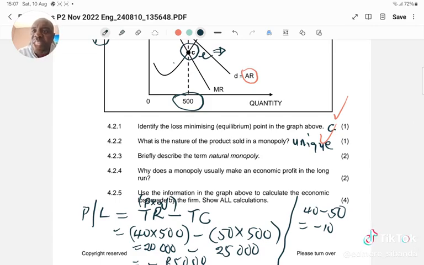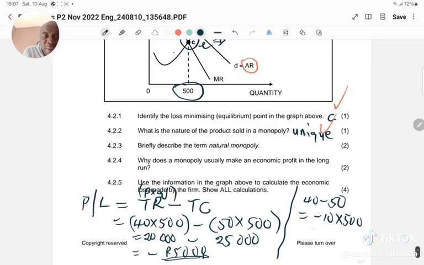But how many units were produced and sold? It's 500. Then it's negative 10 times 500. Again, it gives me negative 5,000 rands. So you can see that this was actually a very easy question to maximize your marks.